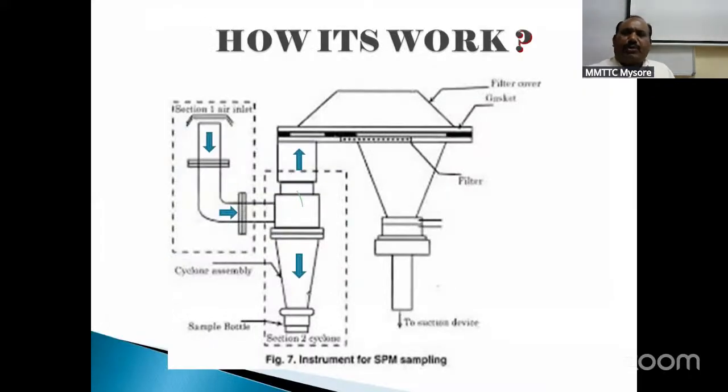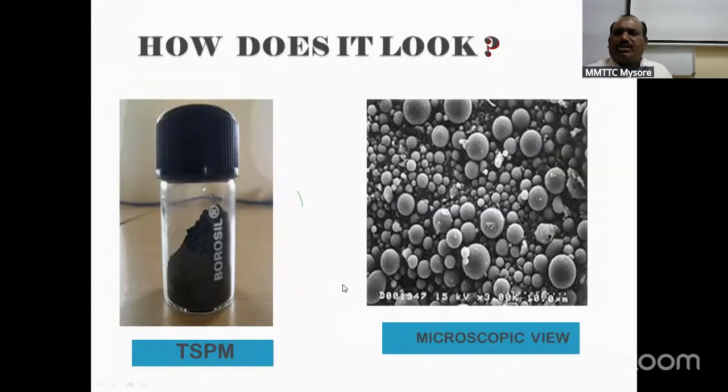And this is how it works: air enters inside and passes through the filter, and it deposits all this PM10 here and TSPM here. Inside that device, it works like this. So this is the outlook of how it looks after collecting TSPM. See, in the borosil bottle, there is TSPM.